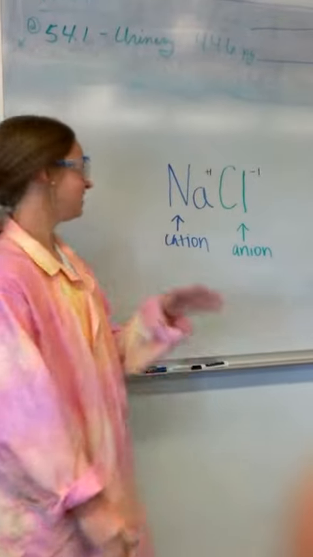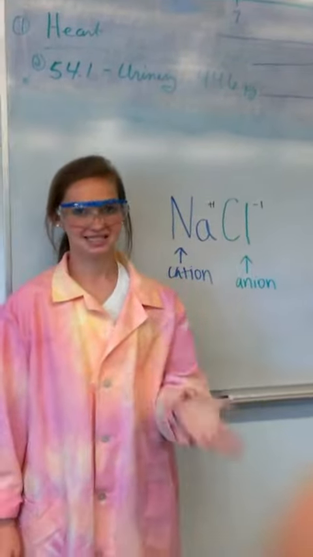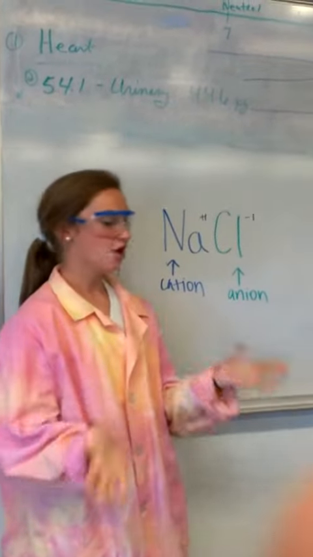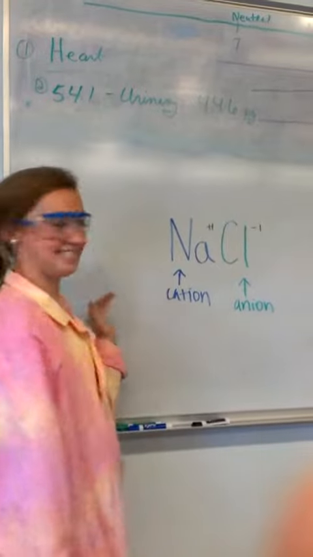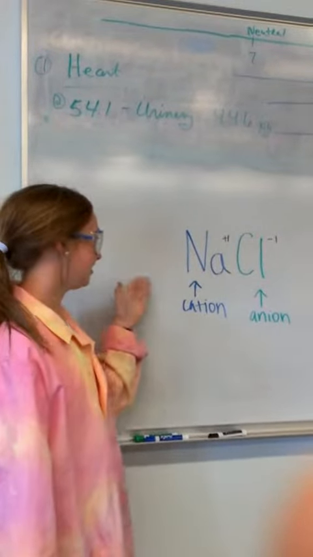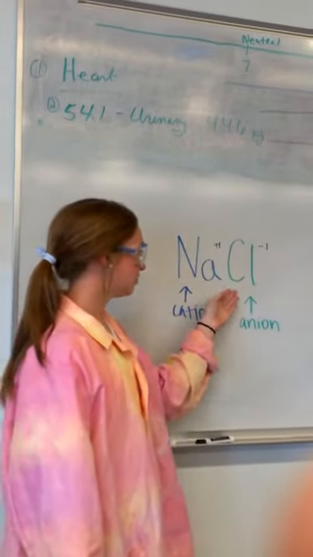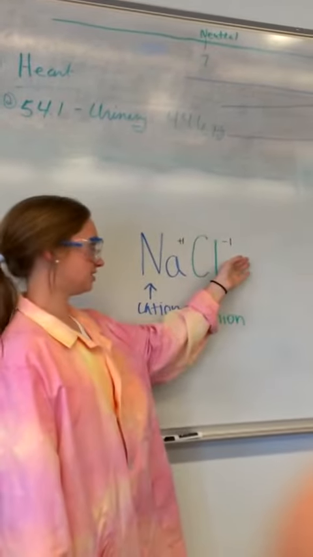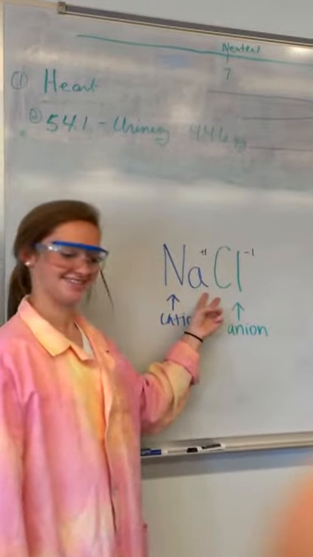First of all, just a little bit about an ionic bond. They're polar, which means one end is positive and one end is negative, which makes them neutral. For example, NaCl, which is salt. Sodium is the cation and has a +1 charge, and chlorine is the anion and has a -1 charge. So together they have a neutral charge.